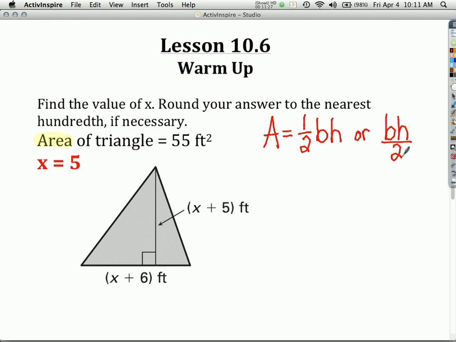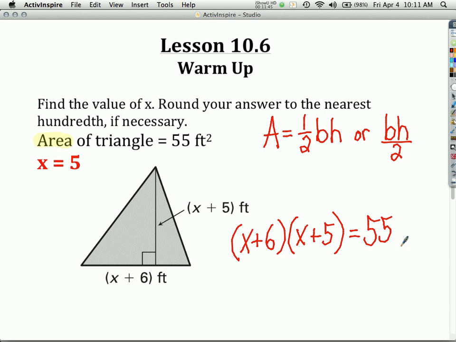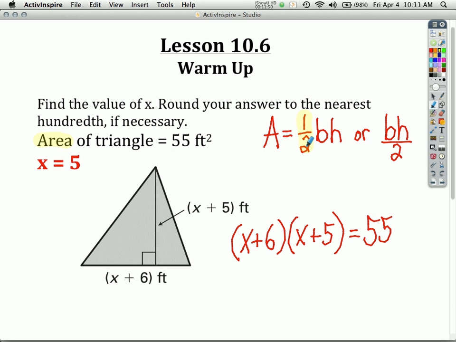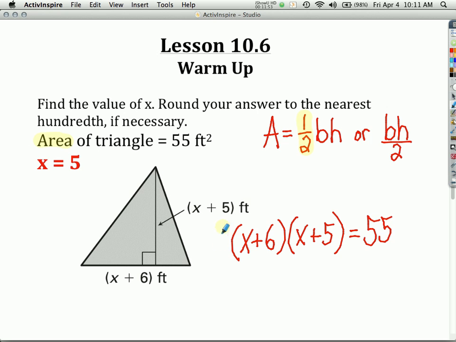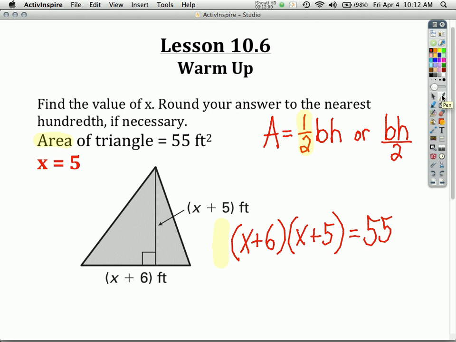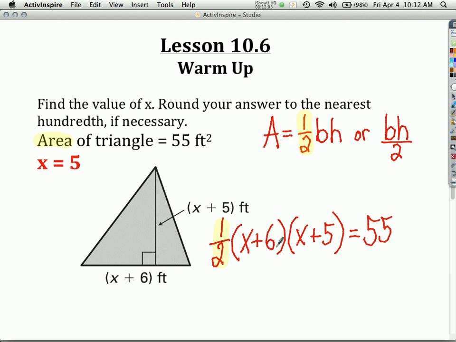So many of you did a great thing. Many of you realized that you were going to have to multiply this times this. And so I saw a lot of students who wrote x plus 6 times x plus 5 equals 55. That was great, except for the fact that you neglected that. You are missing a key piece right there. So if you wanted to be accurate, it had to say 1/2 base times height.